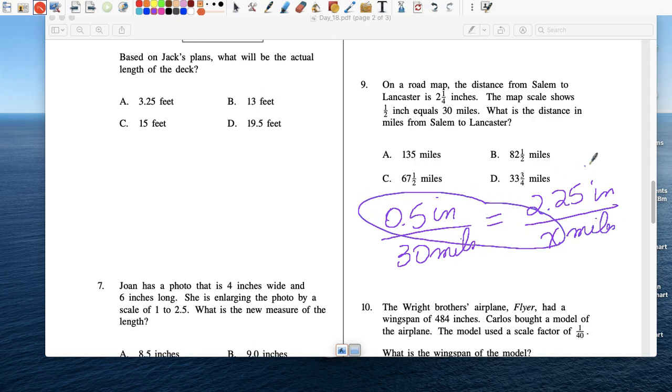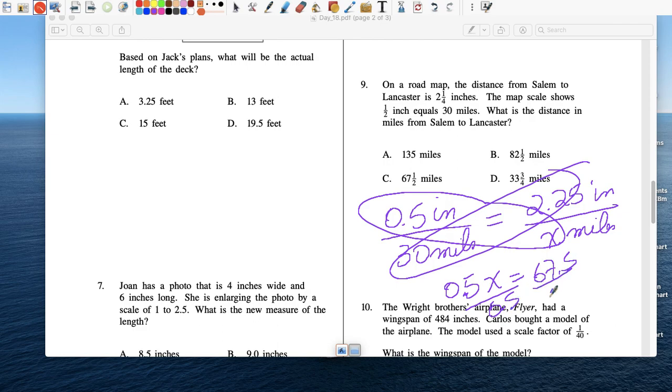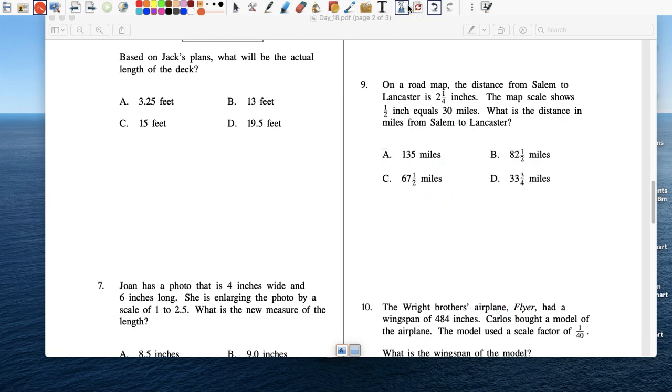Cross multiply. 0.5 x, and then 30 times 2.25 equals 67.5. We're going to divide both sides by 0.5, and x equals 135 miles. Answer A. All right, so these are basically setting up the proportion, right?